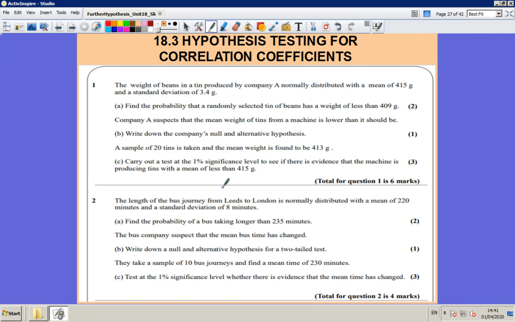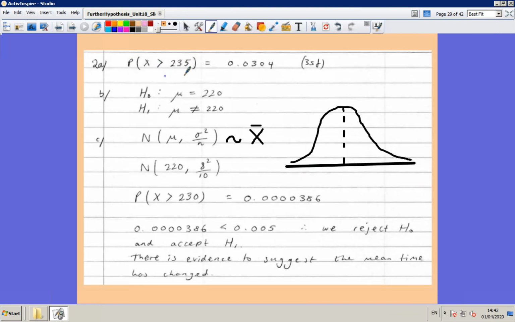Okay, next up, we're told that a bus journey from Leeds to London is normally distributed with a mean of 220 minutes and a standard deviation of 8 minutes. Find the probability of a bus taking longer than 235 minutes. So similar to the first, you're going to go to your normal cumulative distribution, give a mean of 220, a standard deviation of 8 minutes, sorry. And then your lower bound is going to be 235 and your upper bound is going to be some big number of your choice. And you should get that the probability that x is bigger than 235 is 0.0304.